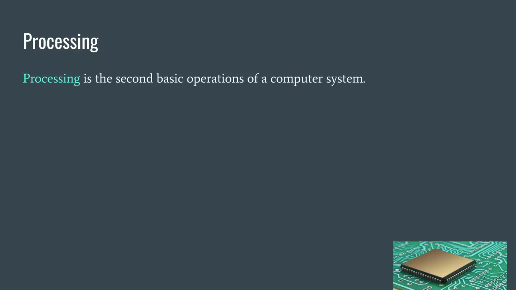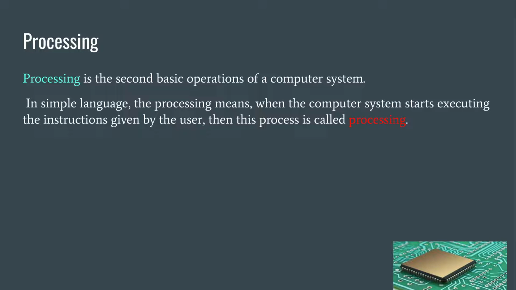Processing. Processing is the second basic operation of computer systems. In simple language, processing means when the computer system starts execution of the instruction given by the user, then this process is called processing.